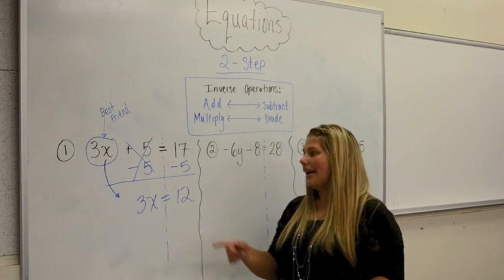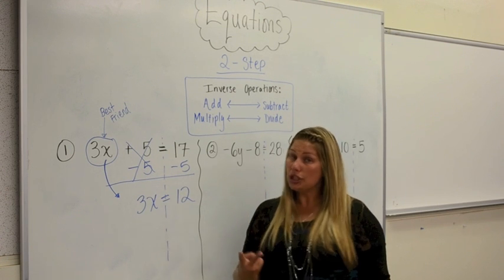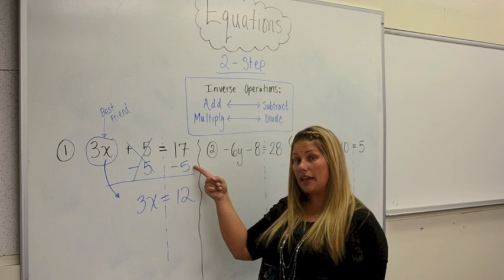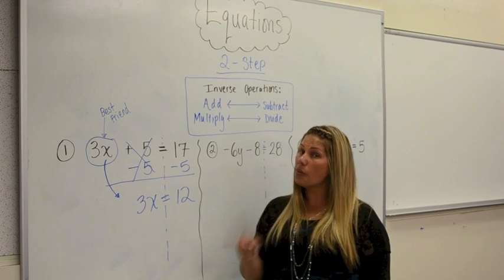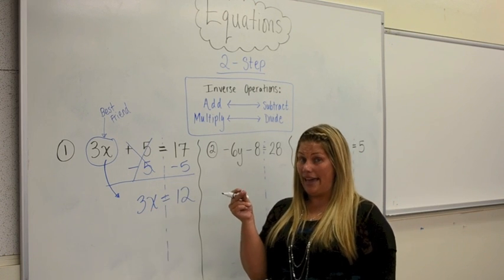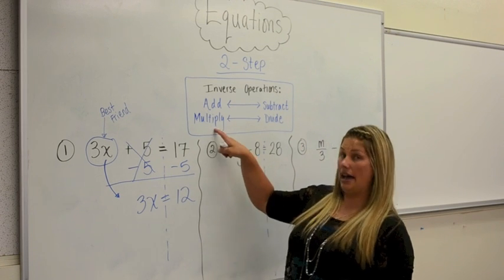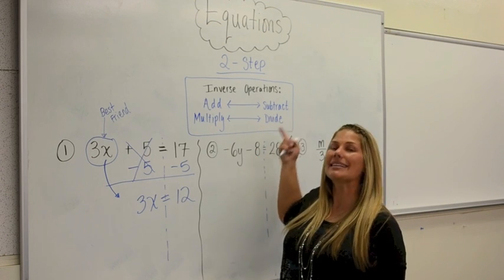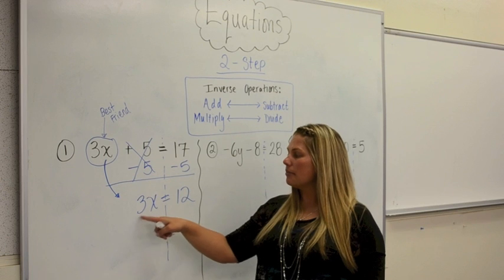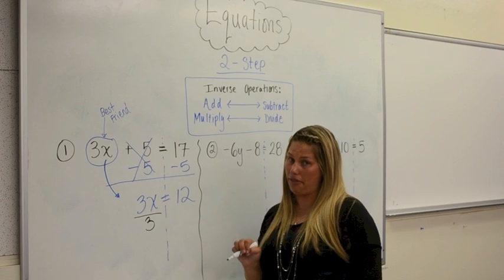But now, I still don't have the x by itself. That's why this is a two-step. This was the first step, subtracting the 5. We still have one more step to go. Now this 3 is touching the x. Remember, touching means multiply. And how do we get rid of multiply? By dividing. So to get rid of a multiply 3, I have to divide by that 3.